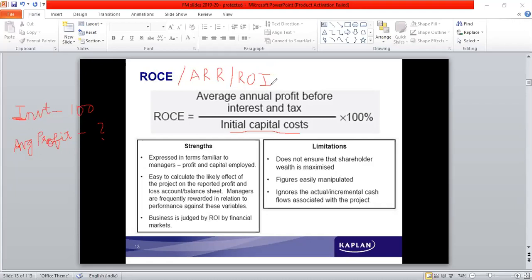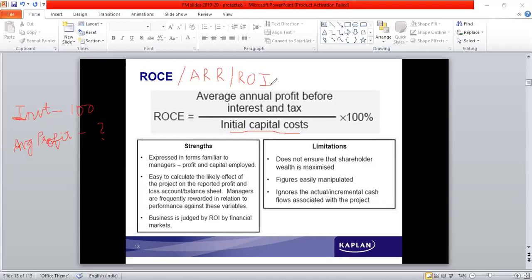everybody understands this technique. The term profit is familiar to everyone. It is taken from the financial statements. Financial statements are disclosed. Everybody has knowledge about that. So in the industry, in the business community, among the competitors also, on a comparative note, ROI is taken into consideration to compare the performance of various entities.